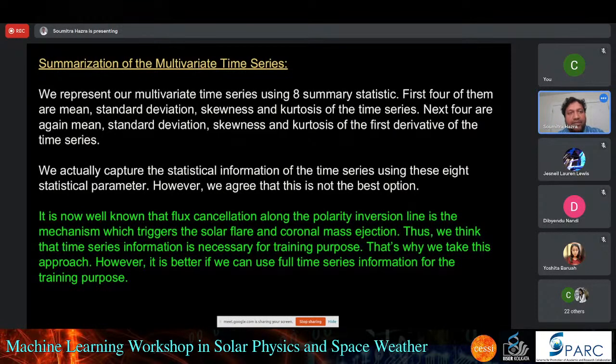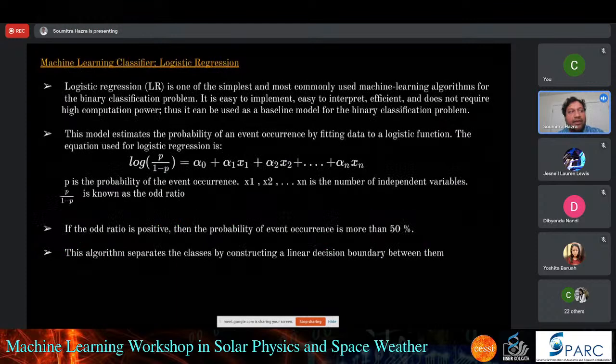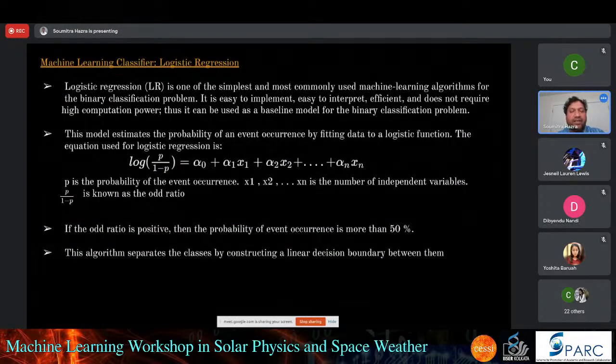for the training purpose. And then the next part is we have to choose the classifier. There are different classifiers like logistic regression, support vector machine, neural network, and many more. So here in this talk, I will mostly speak about two types of classifier. Basically, the logistic regression, which is one of the simplest classifiers.